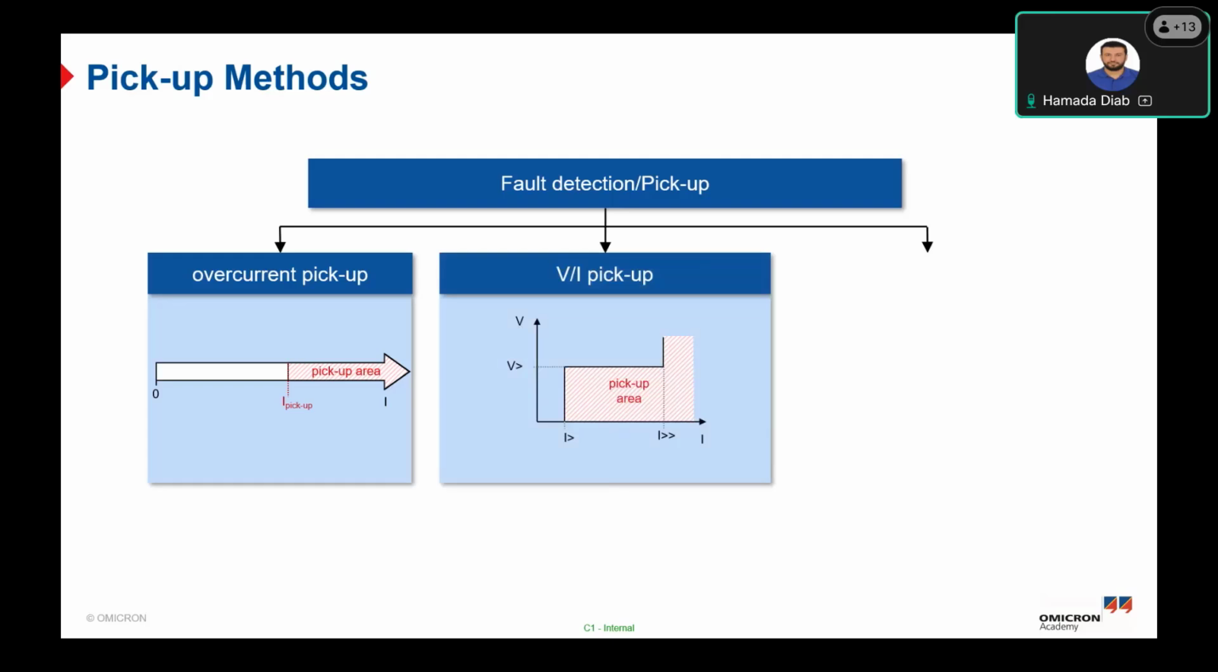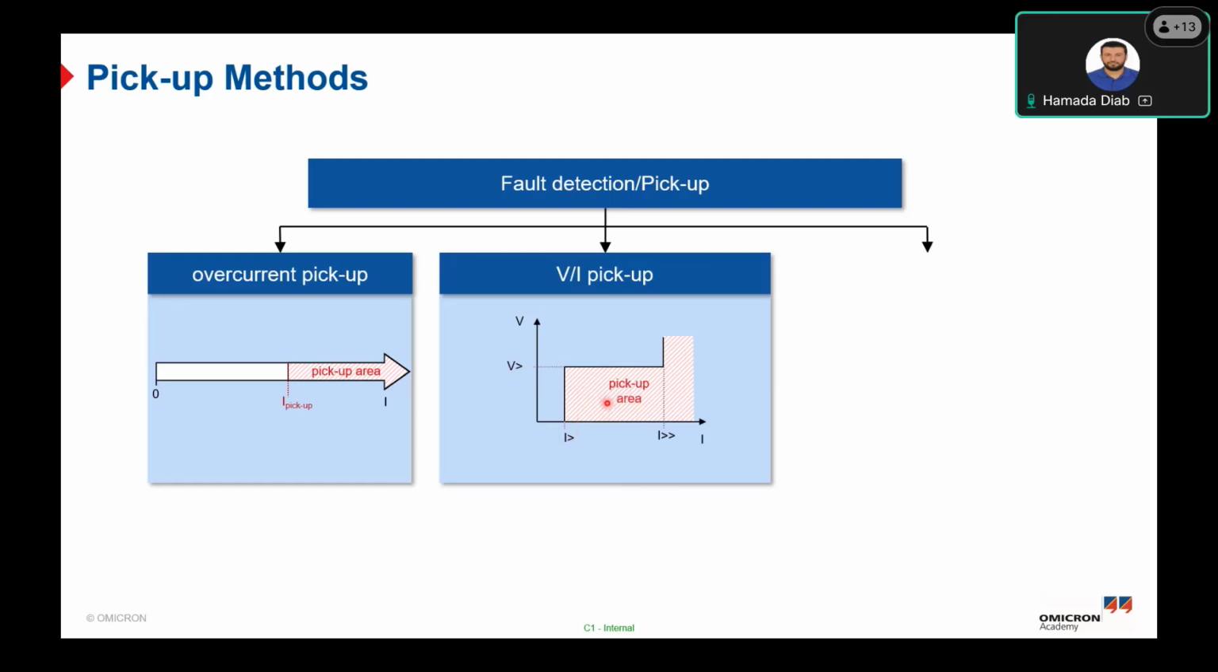So it will use the current measurement and the voltage measurement as a criteria to differentiate between the normal operating state and the fault state. The VI characteristic, as you can see from our screen, is defined by three parameters: I greater, I double greater, and V greater.